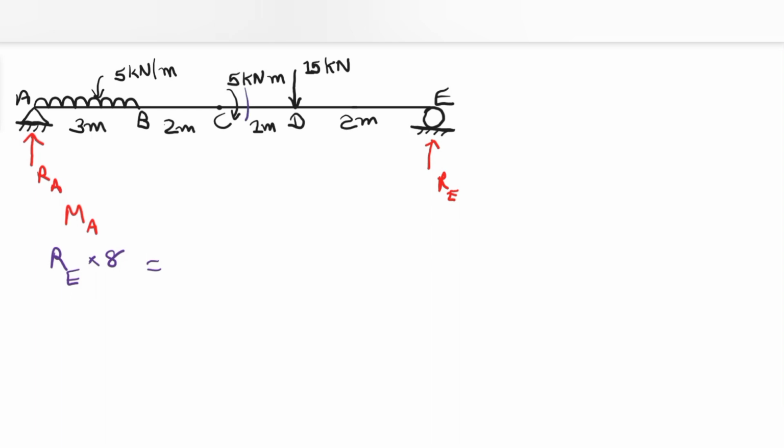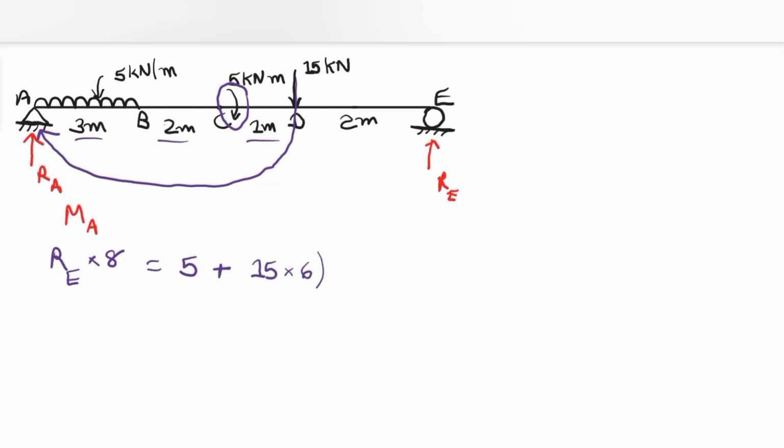Anticlockwise moment is equal to clockwise moment. Now this clockwise moment acting here is 5 kilonewton meter. So I'll just write it here. Don't make a mistake, because this 5 kilonewton meter is a given moment. It is not a reaction. So you just need to write it like that.